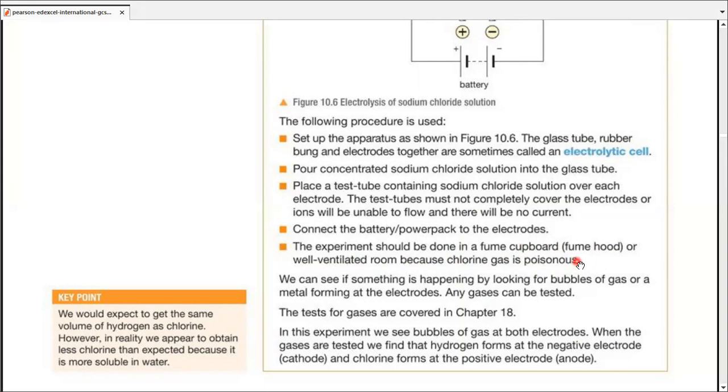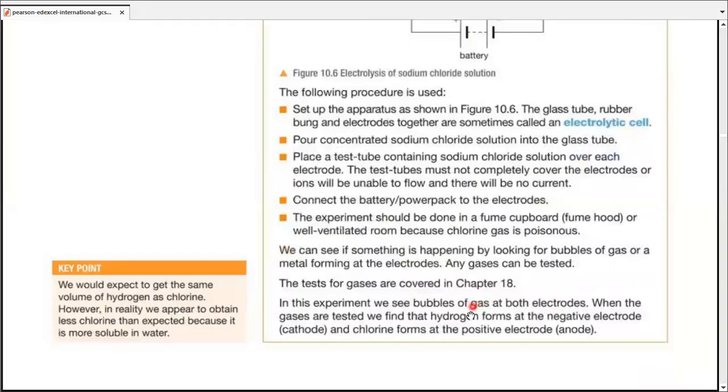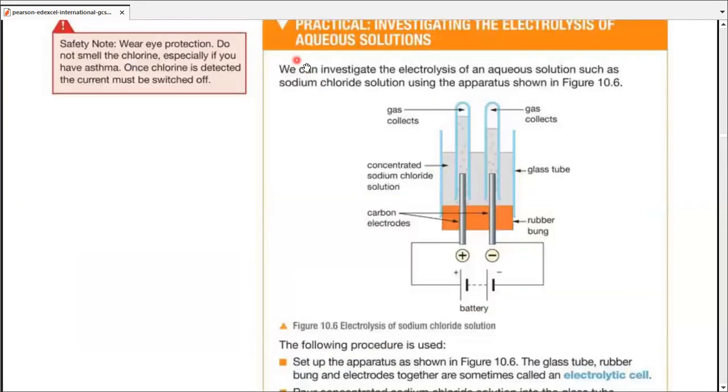I've already explained that. Now, when you see bubbles of a gas or metal forming at the electrodes, any gases can be tested. The tests for gases are given in chapter 18. We're not going to work with that first, but when we see bubbles of gas at both electrodes, we know that some gases are forming at the positive and the negative electrode. We see some bubbles of a pale green gas over here, and some bubbles of a colorless gas over here.